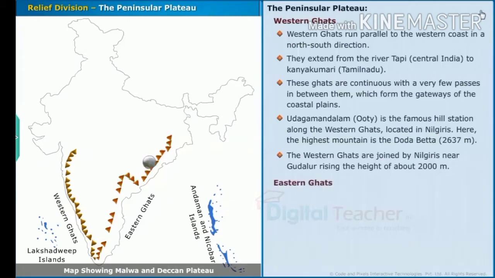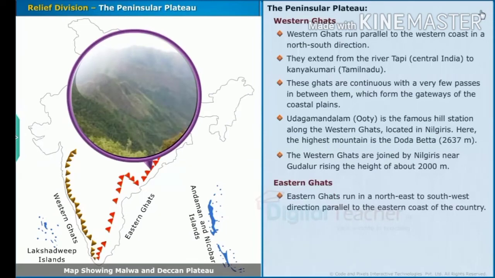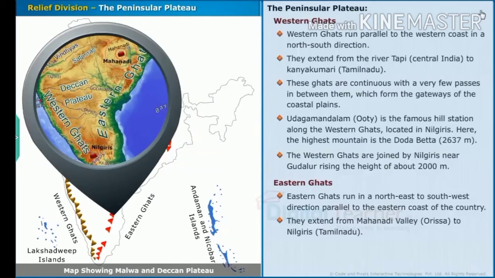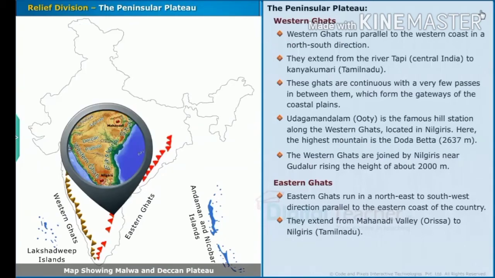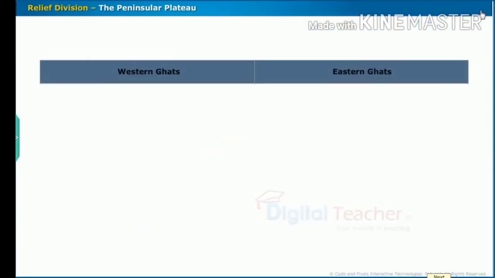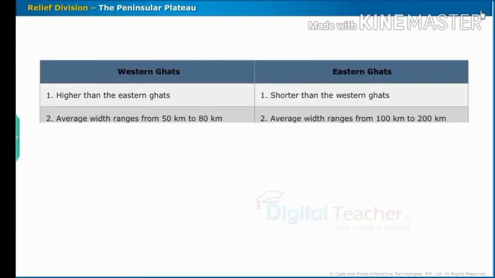Eastern Ghats. Eastern Ghats run in a northeast to southwest direction, parallel to the eastern coast of the country. They extend from Mahanadi Valley, Orissa to Nilgiris, Tamil Nadu. These Ghats are not continuous. The differences of the relief features of Western and Eastern Ghats are shown on screen.